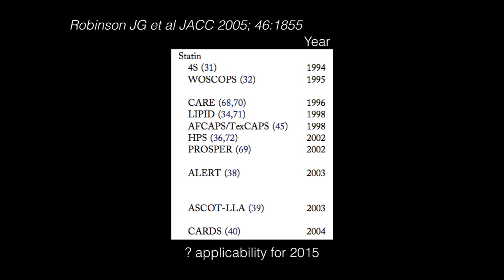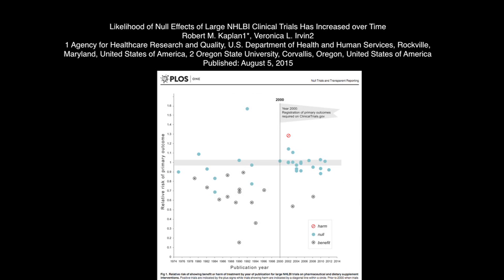And this is important. Take a look at this. So this is the likelihood of null effects of large NHLBI, National Heart, Lung, and Blood Institute clinical trials. The likelihood of null effects, meaning the likelihood of supporting the null hypothesis. There's no difference between the groups, okay? You assume there's no difference between the groups, you do this test statistic, and this says there is no difference between the groups. The likelihood of supporting the null effect has increased over time. And so you can see these studies did not support the null effect. These studies are supporting the null effect.